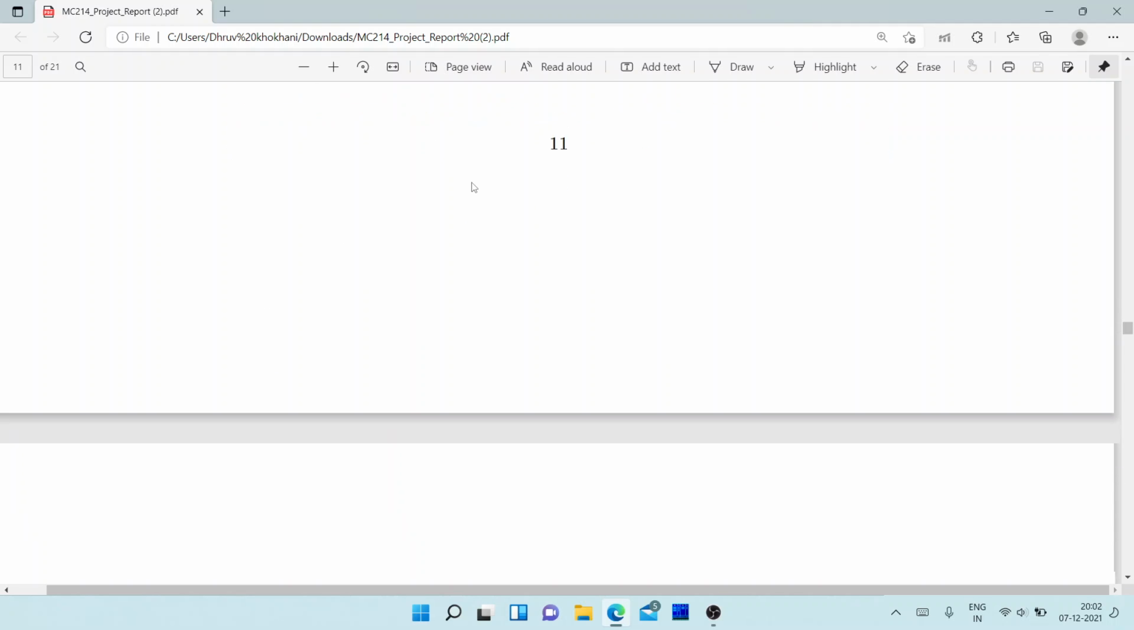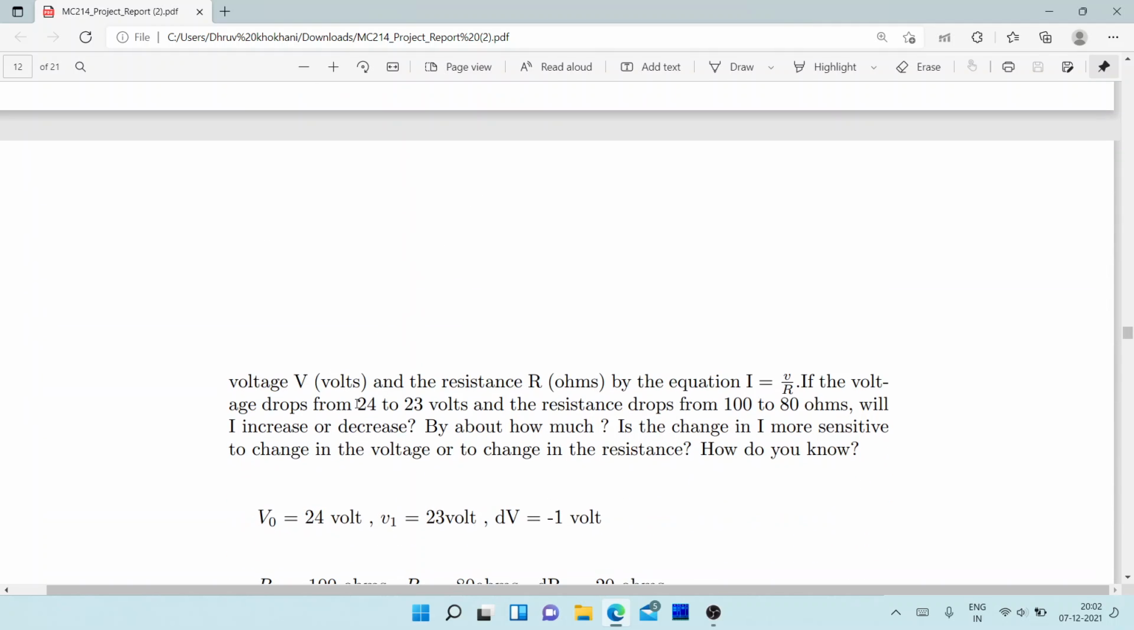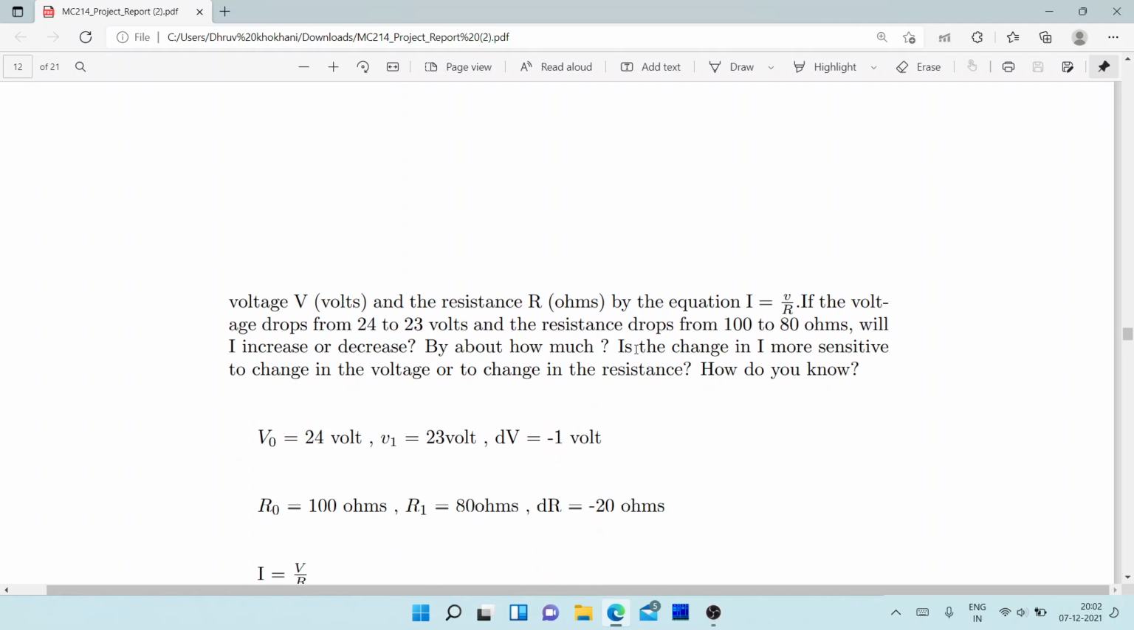In this question, we are changing the voltage from 24 to 23 volts and the resistor from 100 to 18 ohms, and we have to find whether I will increase or decrease after this change, and also whether the change in I is more sensitive to change in voltage or change in resistor.